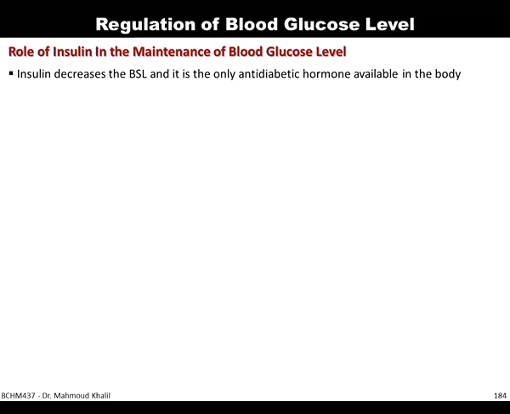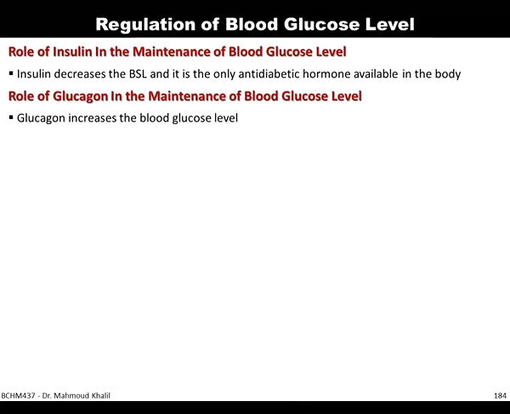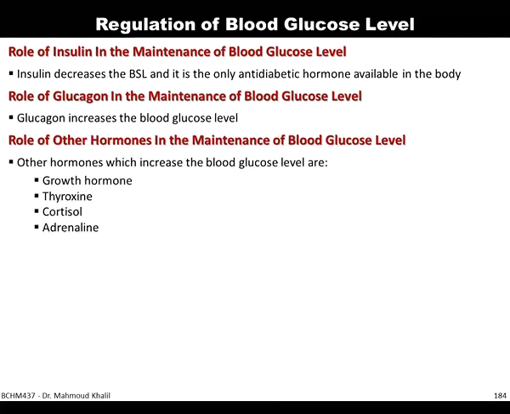So insulin decreases the BSL, and it is the only anti-diabetic hormone available in the body, while glucagon, as we said, increases the blood glucose level. As we said, there is a role of other hormones in the maintenance of the blood glucose level. The hormones that increase the blood glucose level are growth hormone, thyroxine, cortisol, and adrenaline.